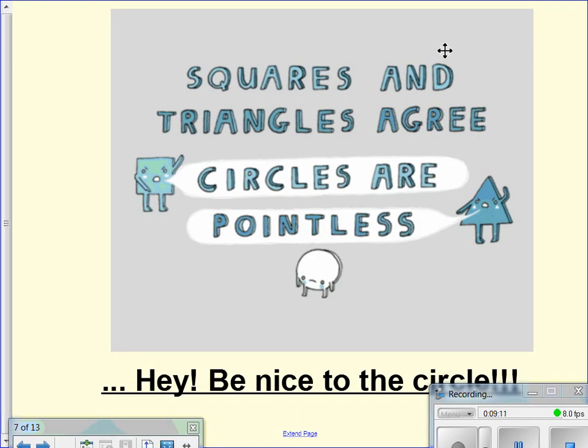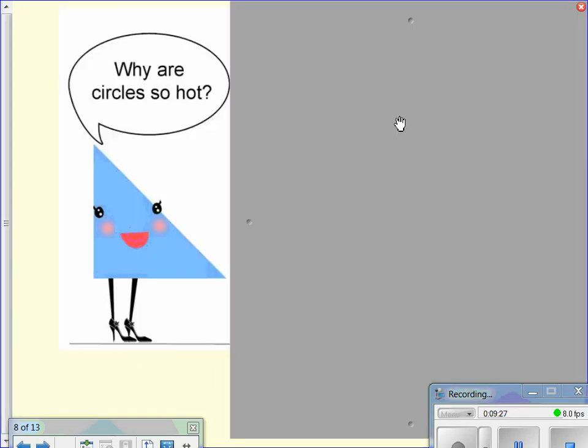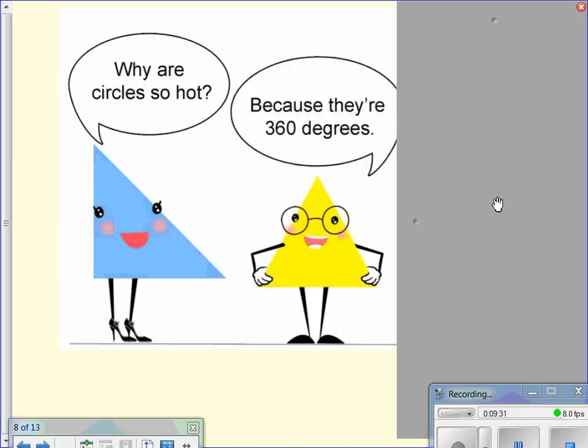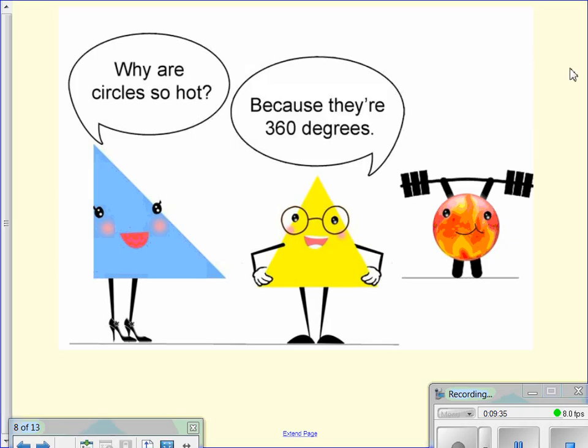All right. I got some complaints that the joke wasn't good enough last time, so I'm trying to make up for it here. First part, squares and triangles agree, circles are pointless, but hey, you got to be nice to the circle. He's a nice guy. He didn't do anything wrong, so let's get a positive one in there, too. Lovely triangle says, why are circles so hot? Because they're 360 degrees. Oh, that's a good one. Look at that. That is a relatively high temperature.